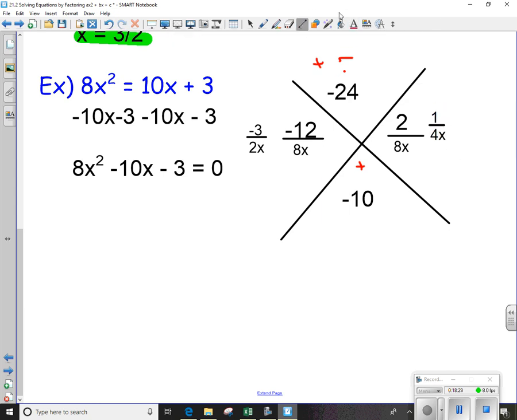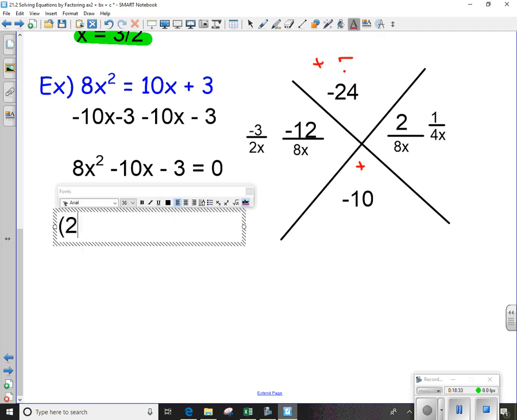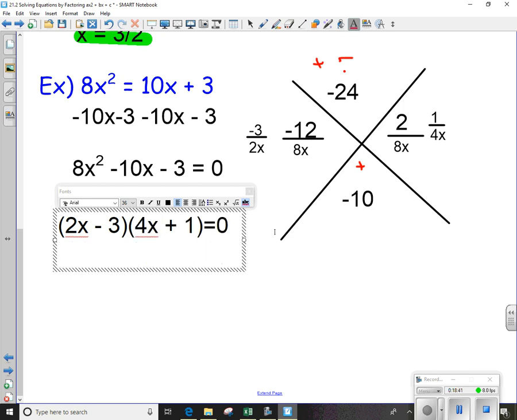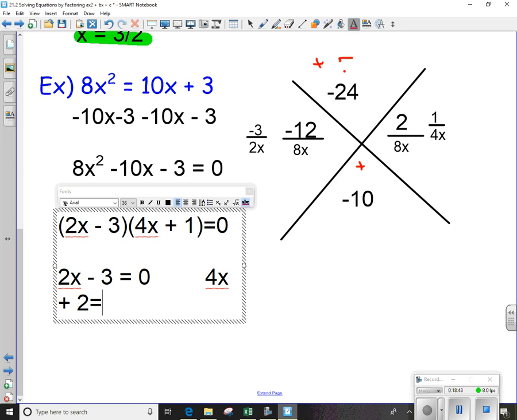Now I can read my answers from the bottom up again. So here I would have 2x minus 3, and then I would have 4x plus 1. These are equal to 0. And so again, now I can take each one of these, set them equal to 0, and solve. Oops, sorry guys, equal to 0.